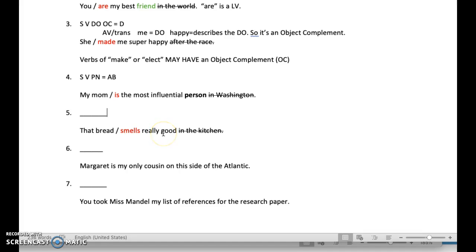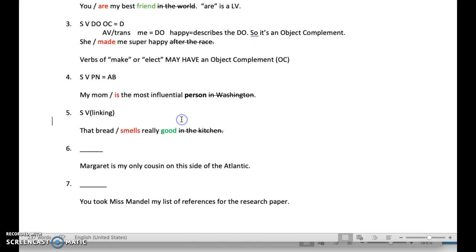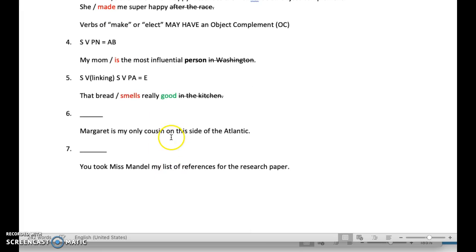Smells is the verb. Now, if the bread was smelling, it would be action. But the bread isn't smelling. It's not doing anything. It's just sitting there. So this sentence is really just describing the bread. So then I know that it's a linking verb. Okay, so I have a subject verb, and the verb is a linking verb. And it's linking to this word here, which is the complement. And in that case, that complement is an adjective, right? So the structure that I have is an SVPA structure, which is choice letter E.